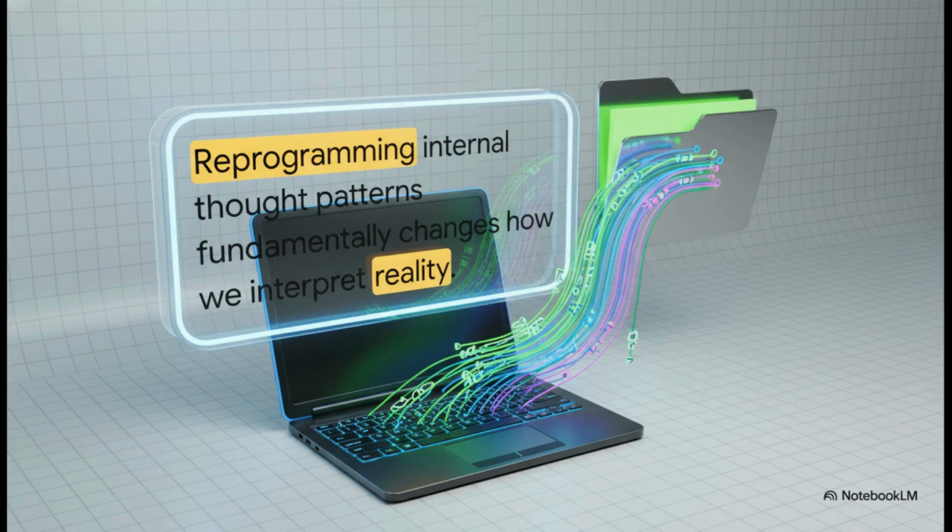So the crucial point is this: reprogramming internal thought patterns fundamentally changes how you interpret and interact with reality. By realizing that you run on loops and schemas, you gain the absolute power to rewrite them. When you catch a negative cognitive bias or an unhelpful daily habit running on autopilot, you can pause, step into developer mode, and consciously choose a new input. Sure, it takes effortful processing at first, but eventually you write a brand new, healthier schema.